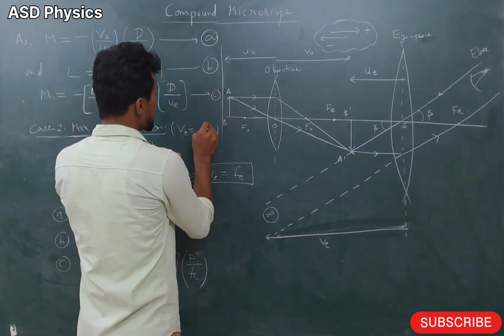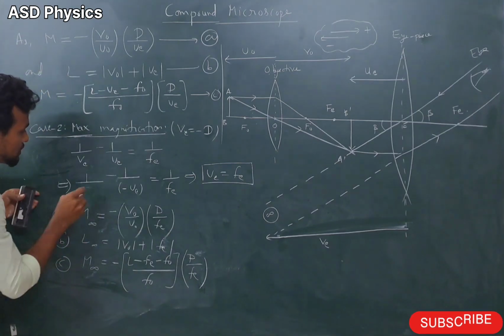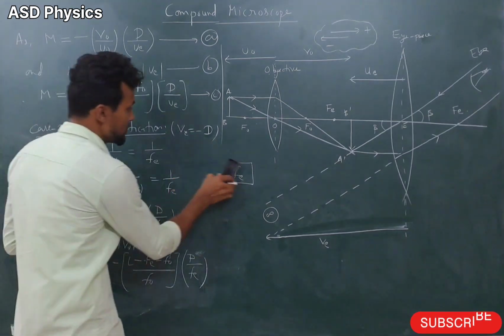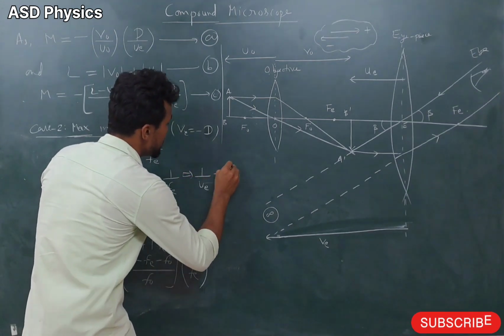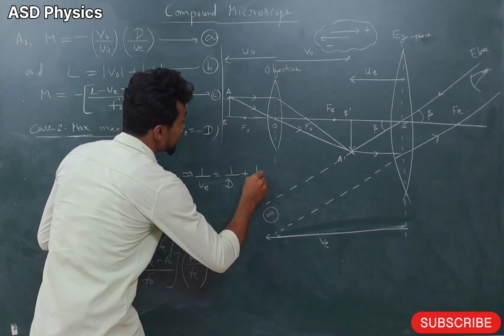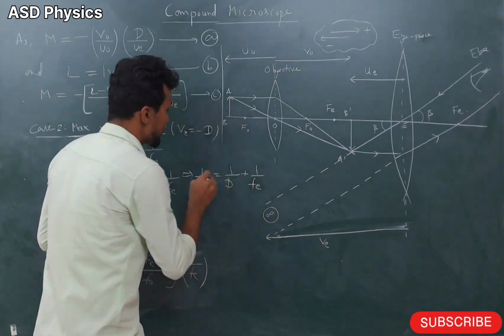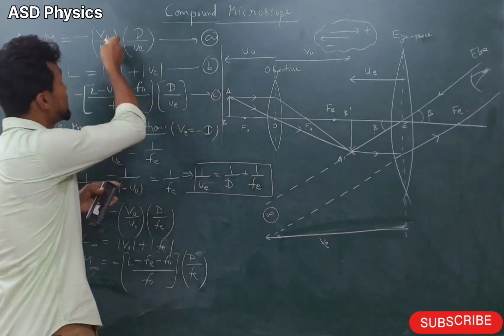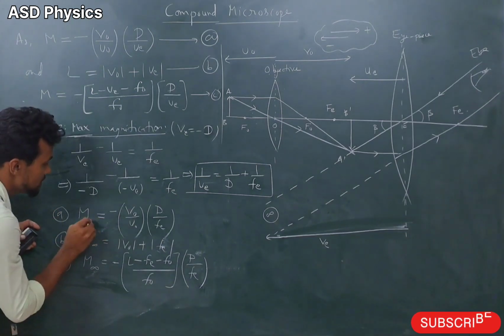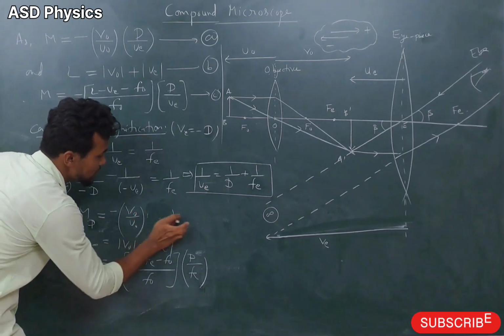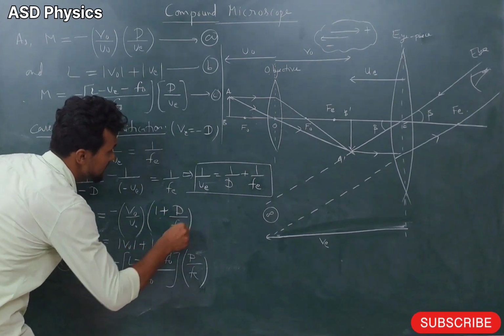Nothing very difficult. This will be minus D, and everything else is the same. So when we write here, it will come 1/UE is equal to 1/D plus 1/FE. Now again we will replace this value of UE in these formulas. When we replace the values here, it will become MD. You have to just replace the value here. The formula will come very easy: 1 plus D by FE.